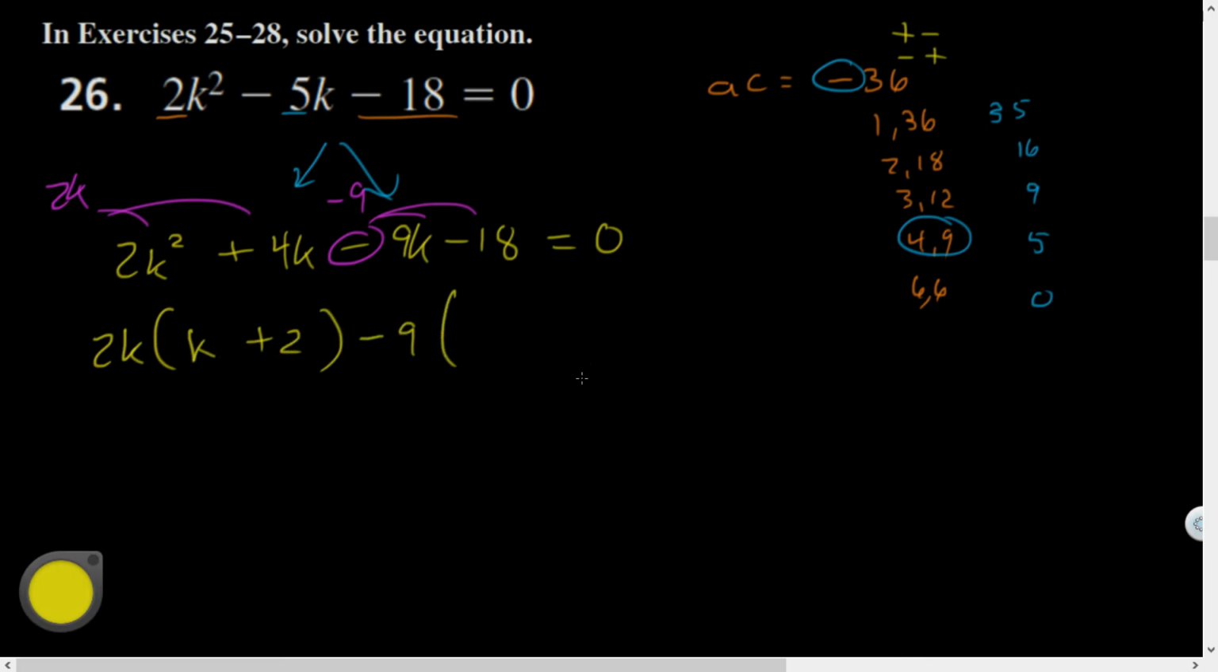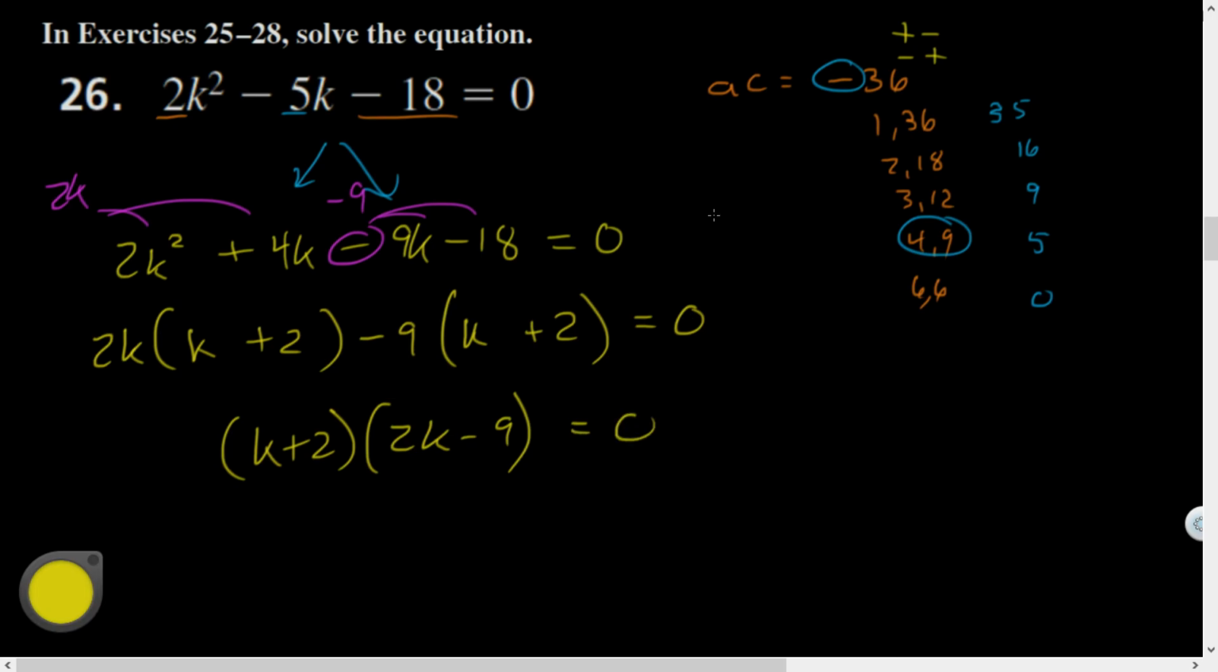And you can slow this down. You can pause this video later. You can look at this problem, right? Try to see if you could get these same values. -9 times k would be -9k, and -9 times +2 would be -18. Hey, the parentheses match, so therefore I'll have a k plus 2 and a 2k minus 9.